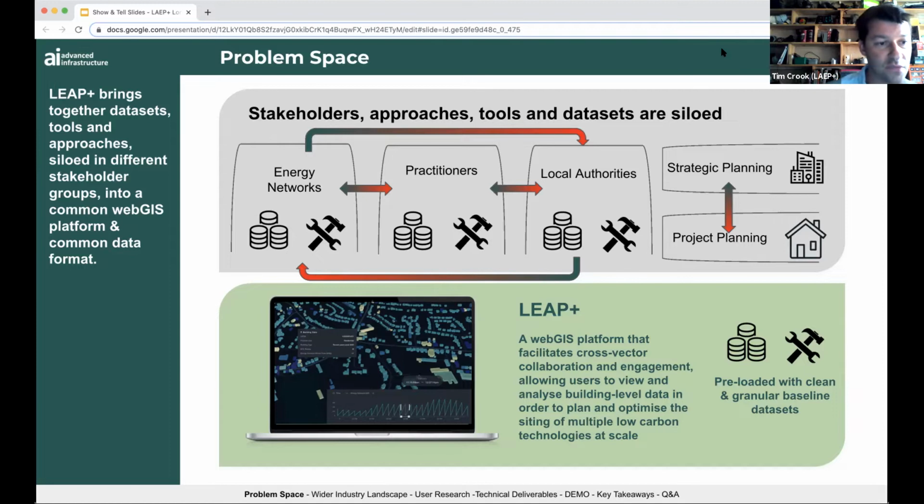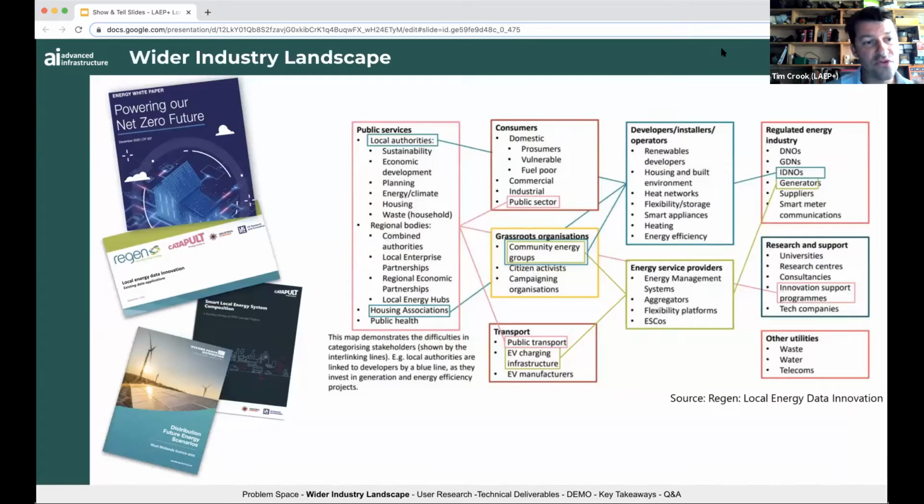Next slide, please. So energy data is not just useful to network operators and local authorities. We're seeing lots of activity in this space, not just with LAEPs, but projects like EPIC, the Energy Planning Integrated with Councils project, the publishing of distributed future energy scenarios data, the Local Energy Data Innovation project, as well as industry consensus to improve data visibility. But access to data is only part of the problem. So the problem space here really is twofold.